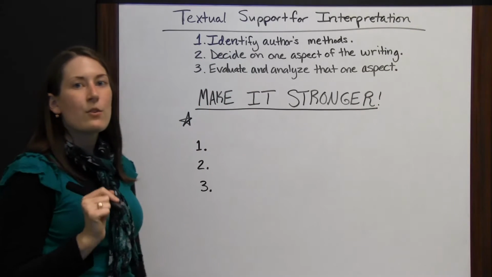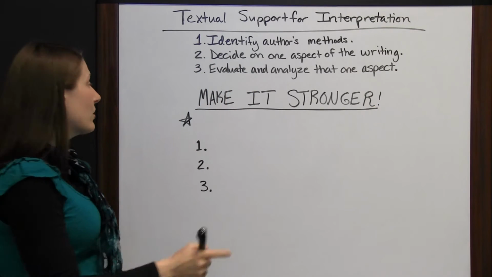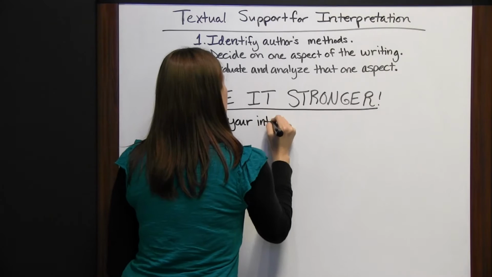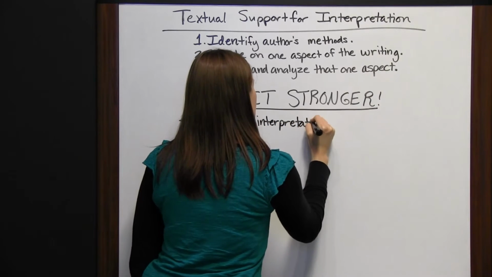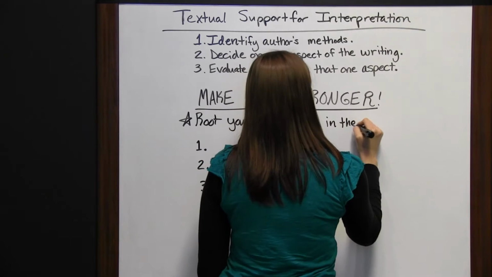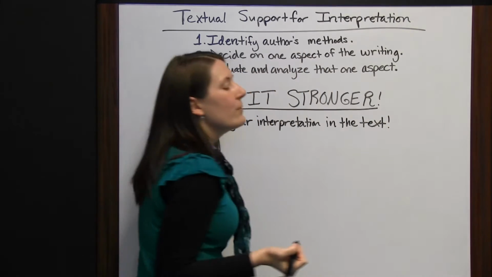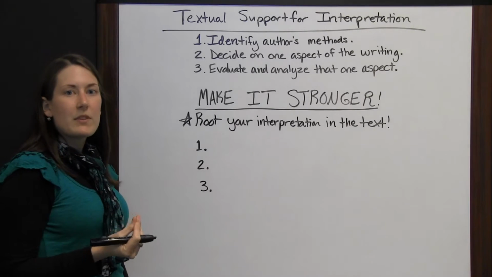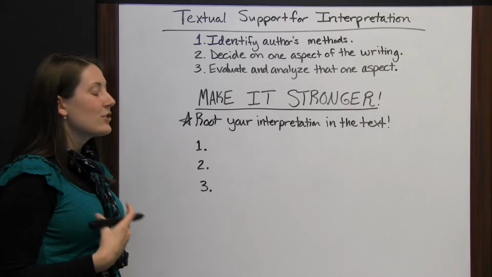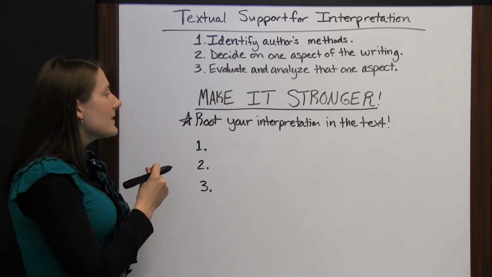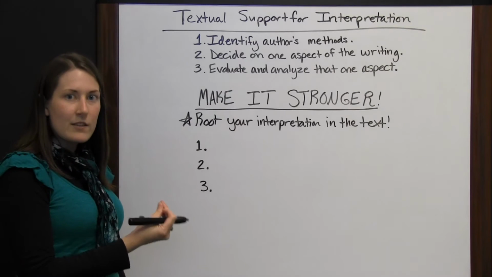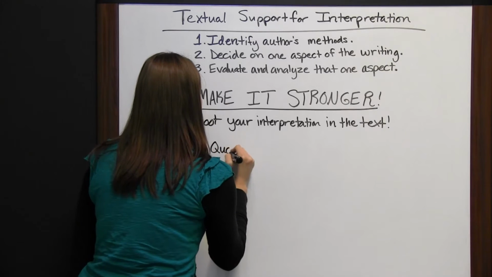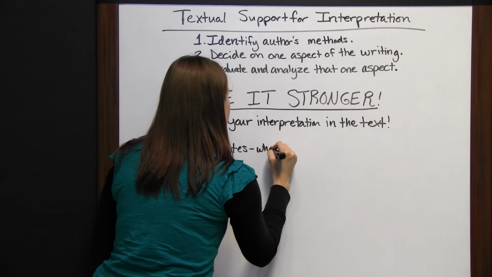And one way that you can make your evaluation, your interpretation of this work stronger is to root your interpretation in the text. That means you go through and you find specific examples in the text that support what your interpretation is. The examples from the text support your ideas. So it doesn't look like it's just things that you're coming up with out of your head. It's things that you came up with because of something specific in the story that made you think. So one thing you can look at is quotes.